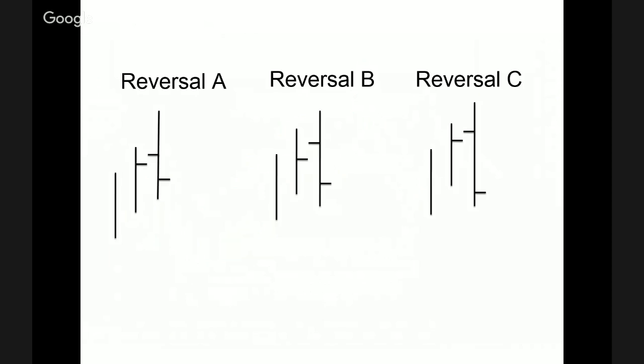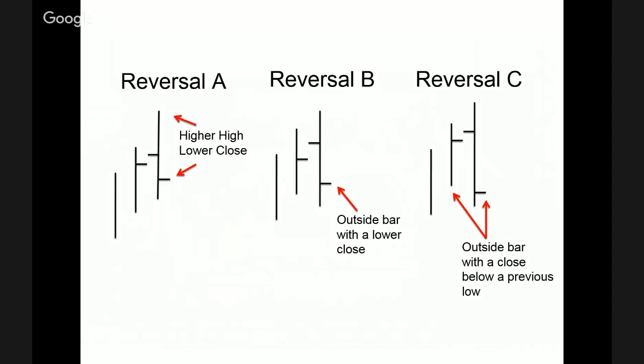We have type A, which has a higher high and a lower close compared to the previous bar. This will be the inverse, of course, for a downtrend and a reversal up. Type B is an outside bar. We then have high and low points that are outside the previous bar, and we see a close below the close of the previous bar. And then we have type C, which is even more restrictive.